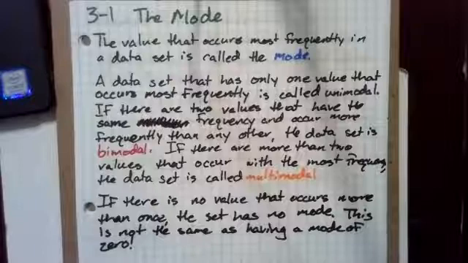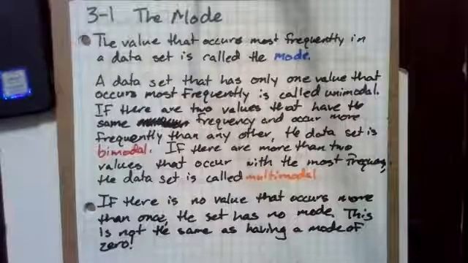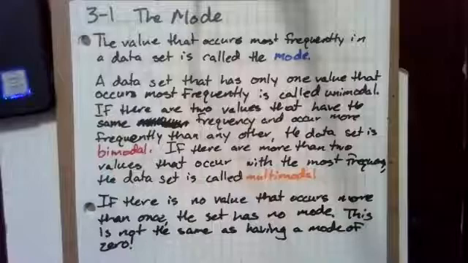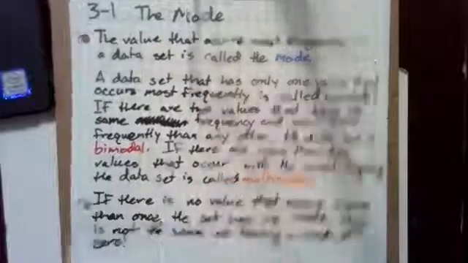is bimodal. If there are more than two values that occur with the most frequency, the data set is called multimodal. If there is no value that occurs more than once, the set has no mode. This is not the same as having a mode of 0.